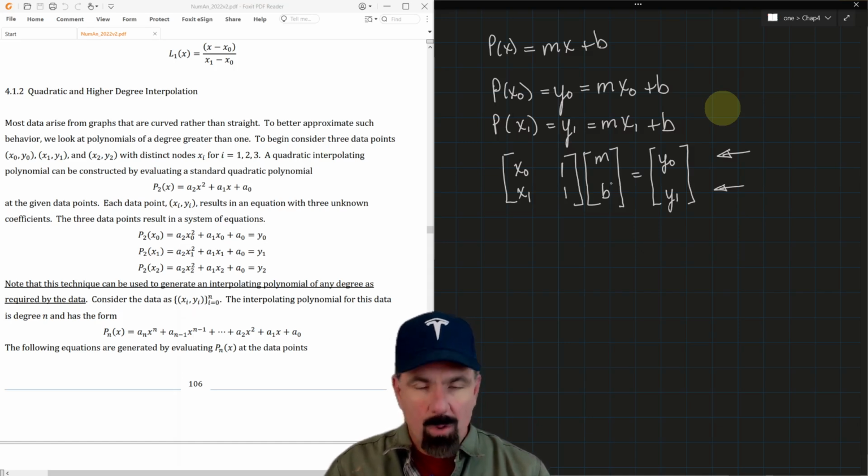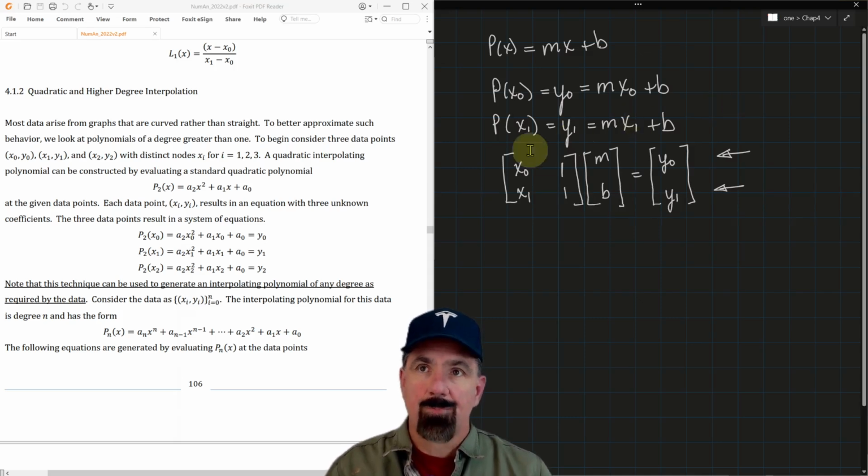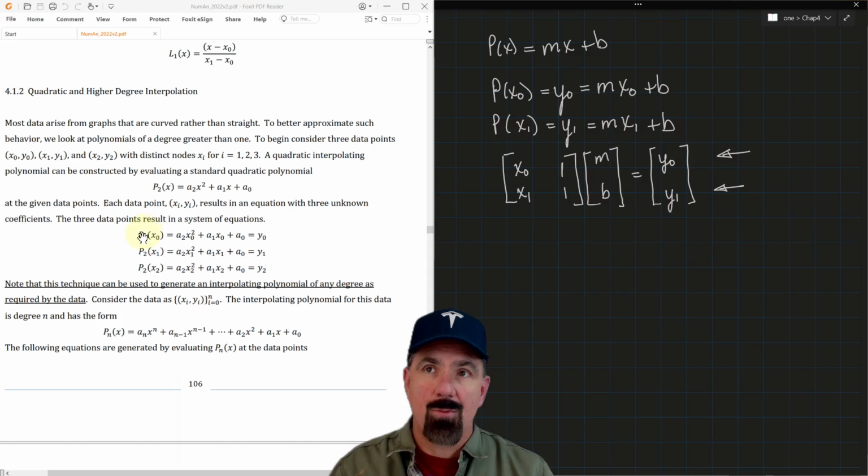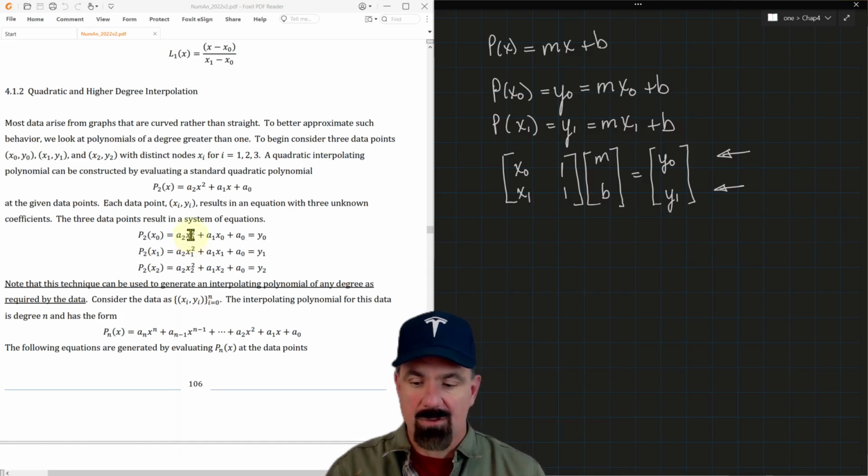And what we're talking about here is having 3 equations with 3 unknowns in the case of 3 distinct points, and we can put a parabola through those. So to do that, we would set up our equations in matrix form.